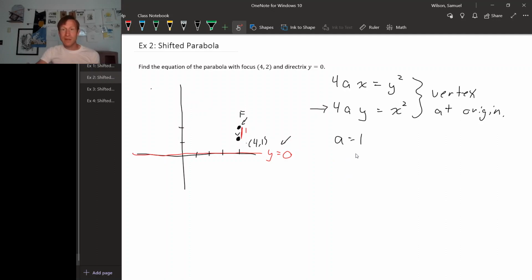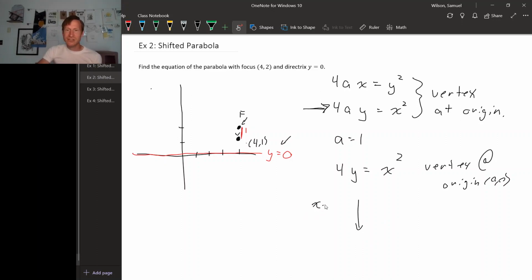So let's write down our unshifted equation first. We need this version of the equation of a parabola, and a is 1, so our equation is 4y equals x squared. But remember, this one has the vertex at the origin, that is 0, 0. So we need to get the vertex to the right place. We need to shift in the x direction 4, and in the y direction, we need to shift 1, it looks like.